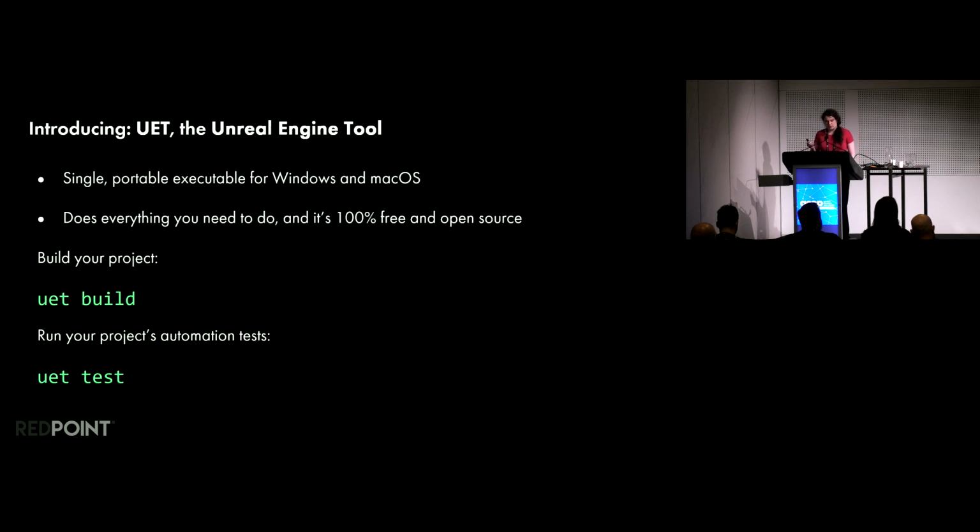So I thought I'd solve that. I wrote a tool called the Unreal Engine Tool. It's very kind of on the nose. It is a single portable executable for Windows and macOS. It does everything that you need to do. It's 100% free and open source. If you would like to build your project, you type UET build at the command line and it builds your project. If you want to run your project's automation tests, you run UET test and it will run all the tests that start with your project name.